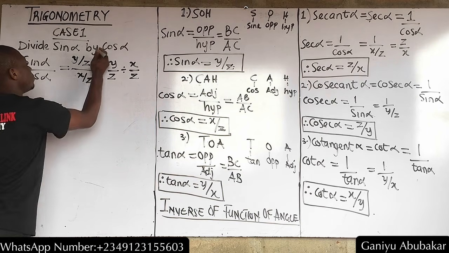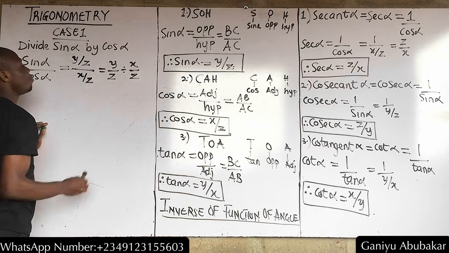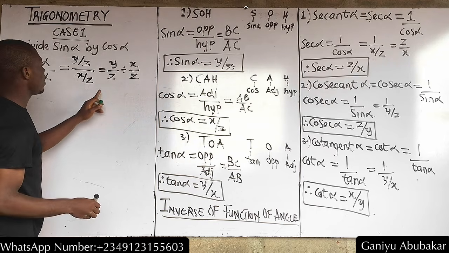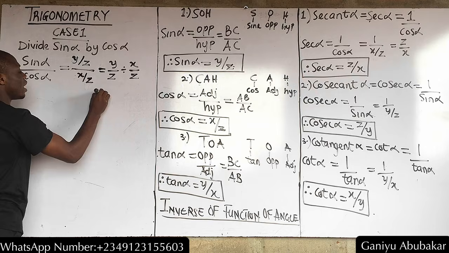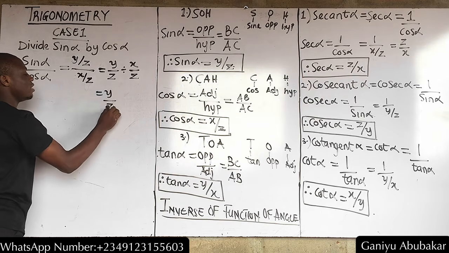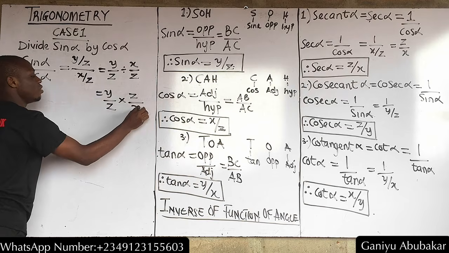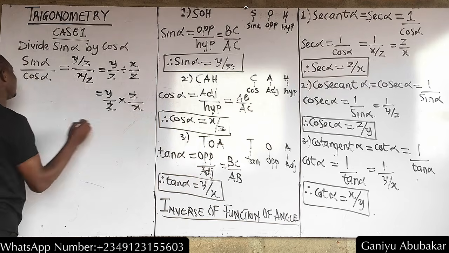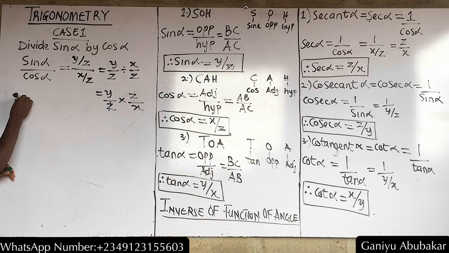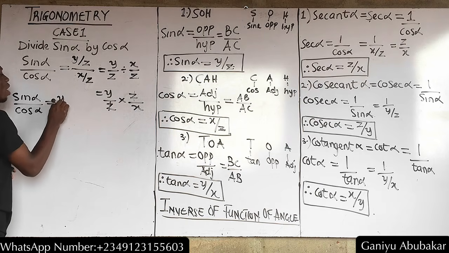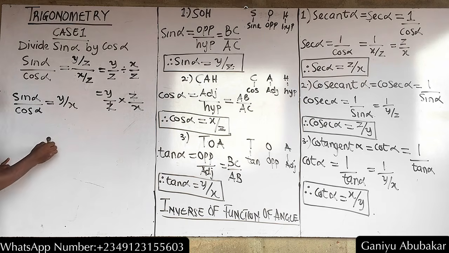All right, from here now, let's break this down. This can be broken down as y over z multiply, this one comes up, this one goes down, this cancels this. It means that sine alpha divided by cos alpha will be equivalent to what? Y over x.